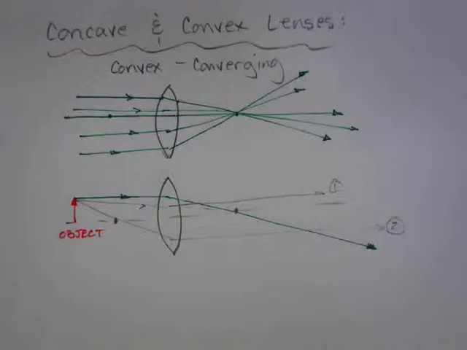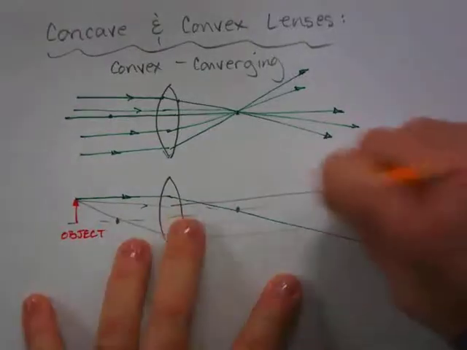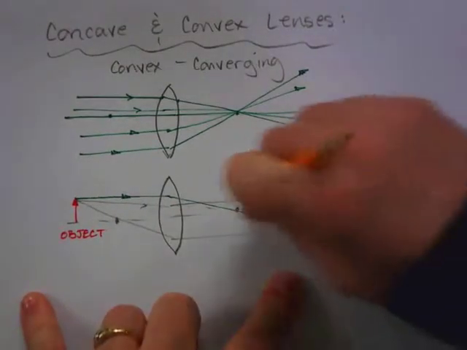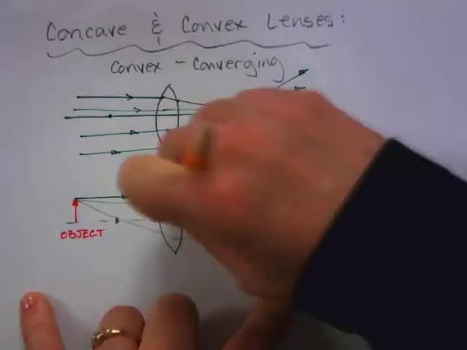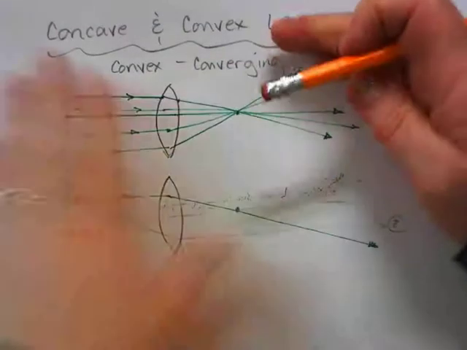If it doesn't go through the focal point, how does it later? This one right here? Yeah. It's aiming through the focal point. See how I have a dashed line aiming for this focal point? Remember, there's really an infinite number of focal points. So, all right, let's get rid of this one. That's not right. That's for a diverging lens.